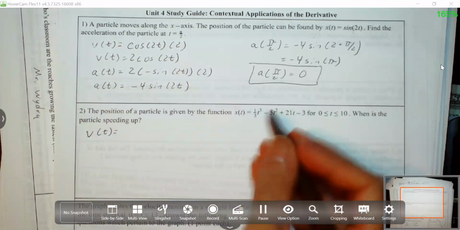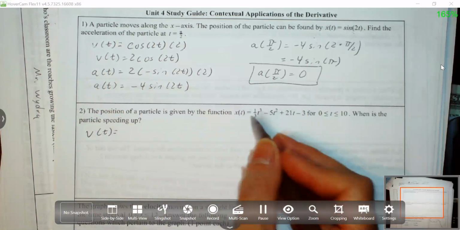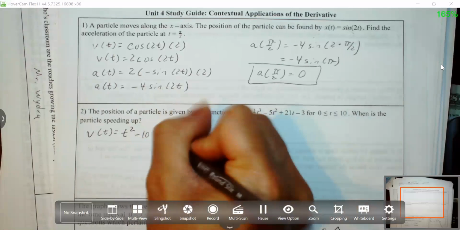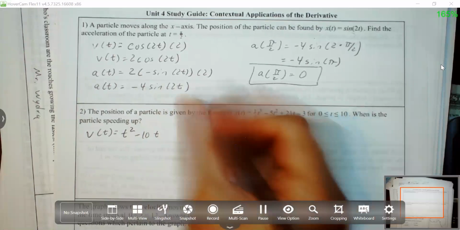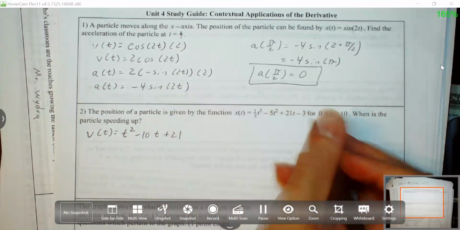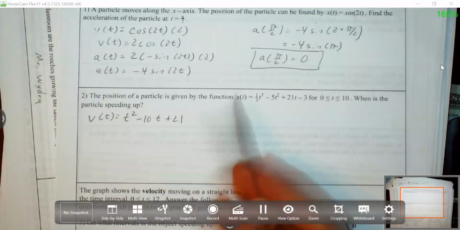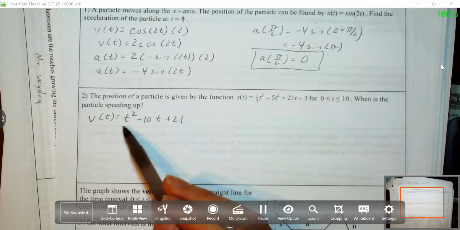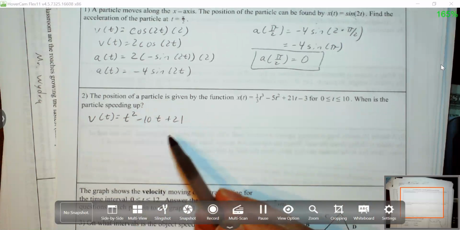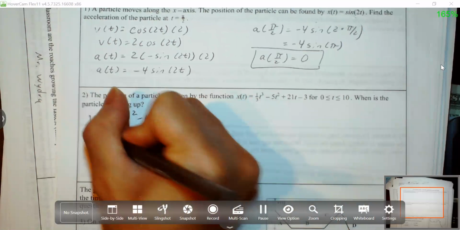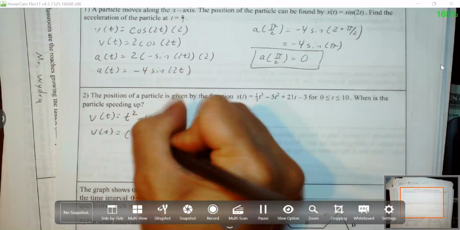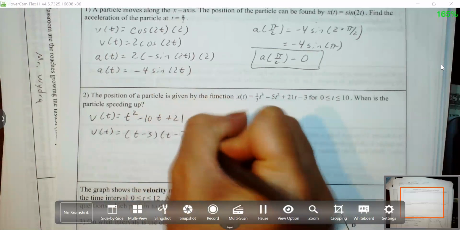So for the velocity function, I'm going to use power rule here. 3 times 1/3 is 1. And so this is just t squared minus 10t plus 21. Okay. So since we need to know when the particle is speeding up, we need to know when velocity is positive and when velocity is negative. So we have to go ahead and do our sign analysis here. Well, first we factor so that we know when velocity is equal to 0. So this is t minus 3, t minus 7.